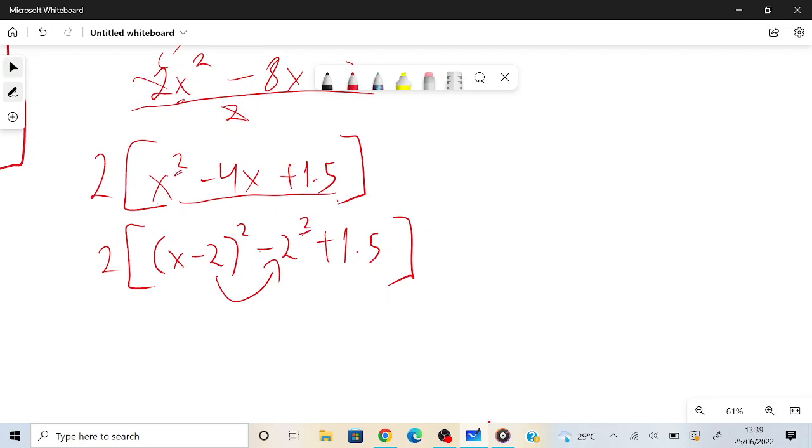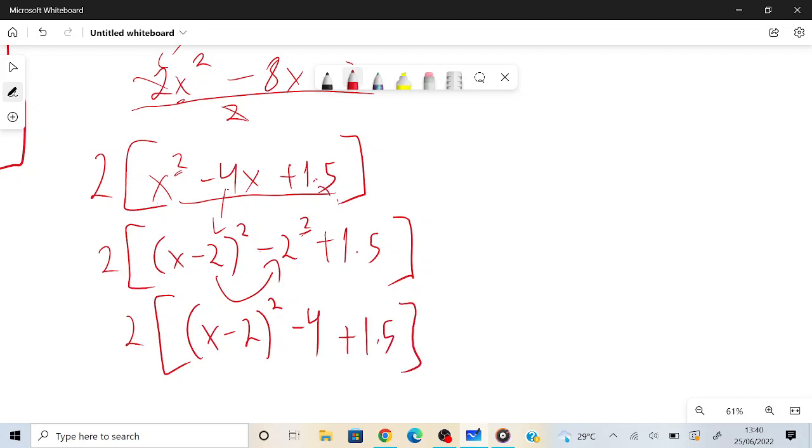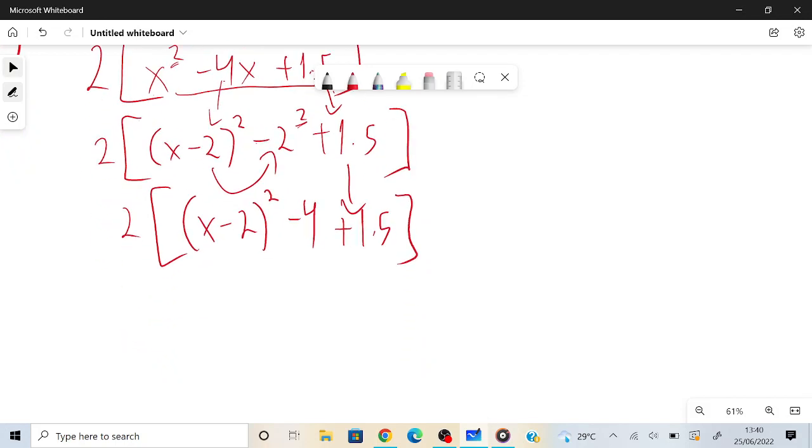And the square over here loses its power because it combines with the minus 2 from here, and all of that gets squared. Simplifying this, we have 2 into x minus 2 squared minus 4 plus 1.5. As you can see, not interfering with the 1.5, just bringing it down as it is, and we'll simplify it now because this will now become 2 into x minus 2 squared minus 4 plus 1.5 is minus 2.5. Let's have a quick look at that. Yep, it is. This becomes minus 2.5.